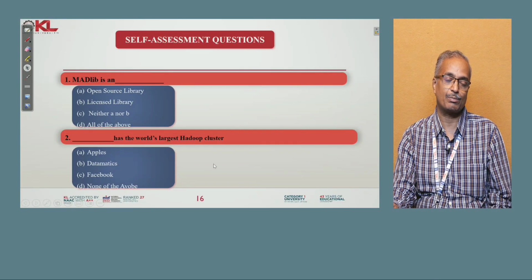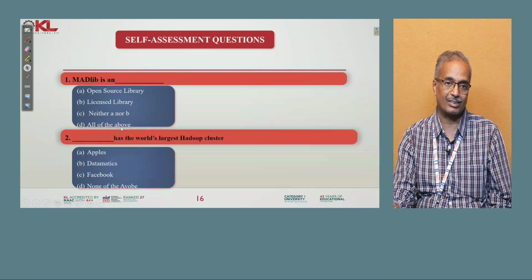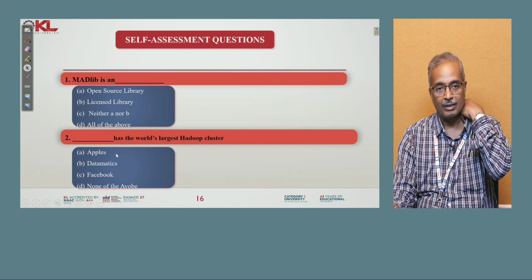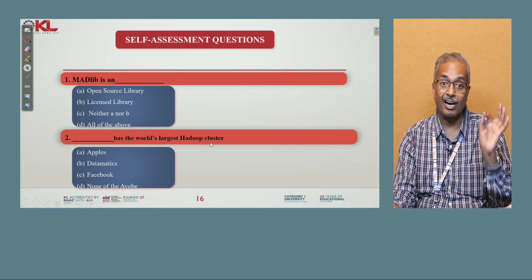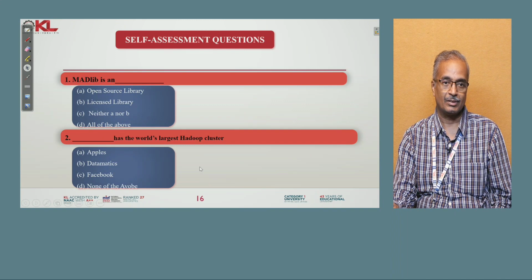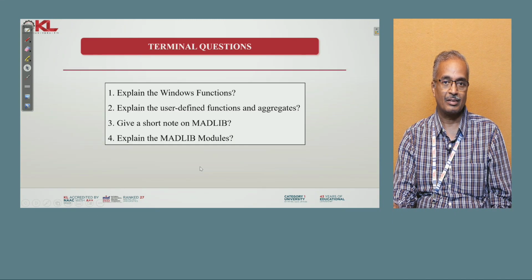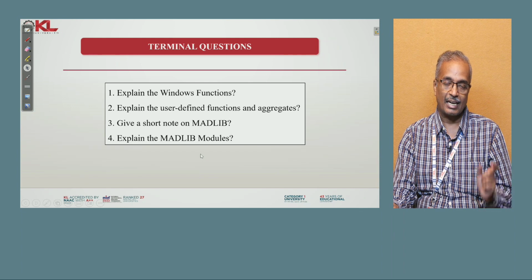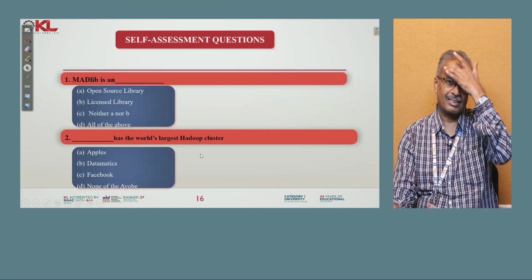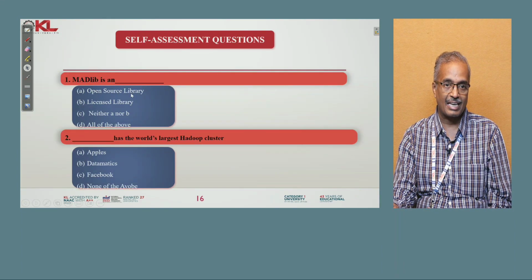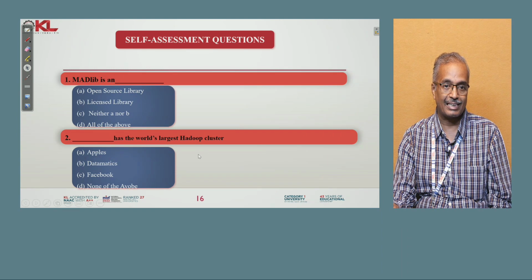These are two simple self-assessment questions. One is: MADlib is an... There are 4 options. Just go through this, dear students. And the next one: Dash has the world's largest Hadoop cluster. So imagine yourself, and after that you can understand. What is the answer to this one? MADlib is an open source library and Dash has the world's largest Hadoop cluster. So that is nothing but, so which one?